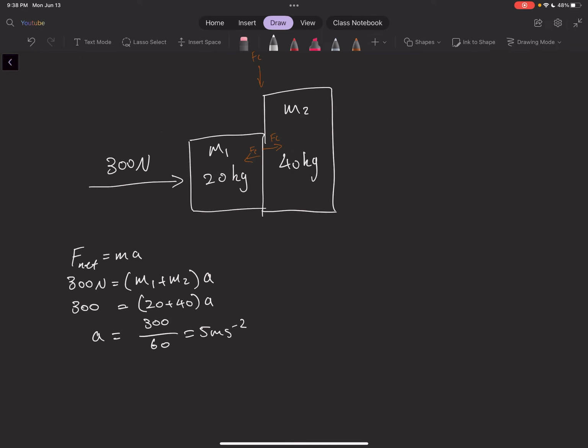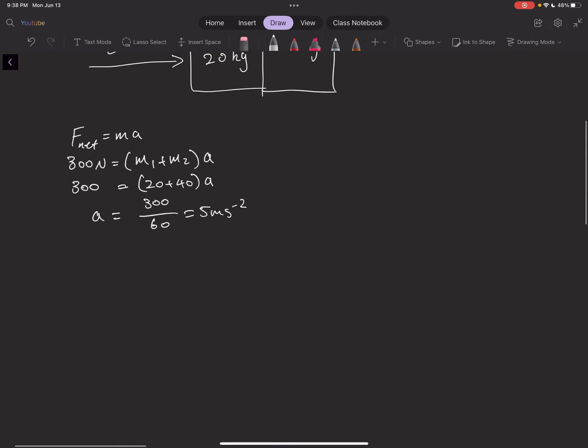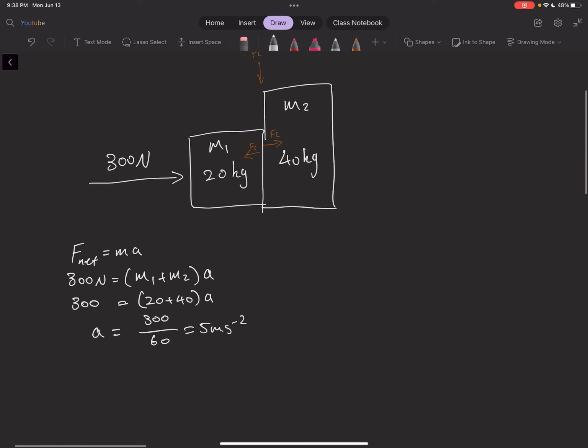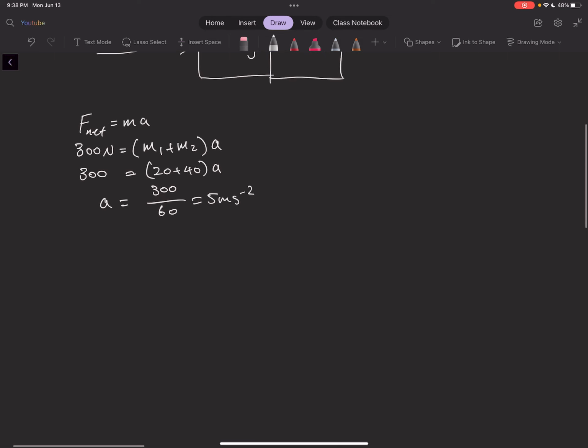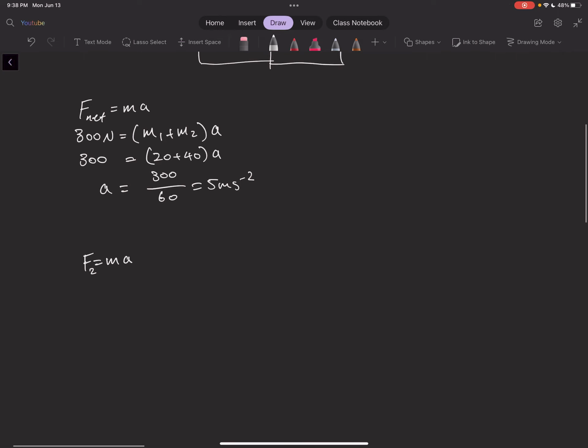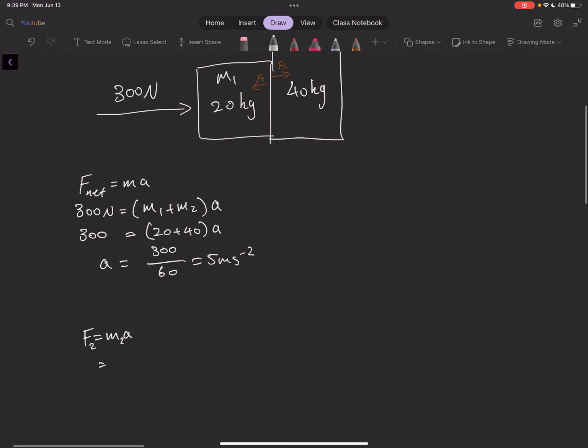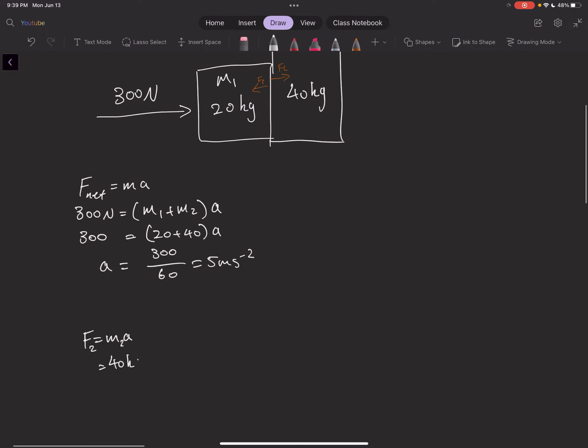I'll show you first the easiest way to do this with two blocks. With two blocks, we go immediately to the block furthest from the input force. In this case, it's block M2. It's furthest to the right. The input force is from the left. So let's just consider M2, and we're going to do F equals ma on just this block. So F2 equals the mass of the second block, which of course is 40 kilograms, times the acceleration, which is 5, which equals 200 newtons. Great.